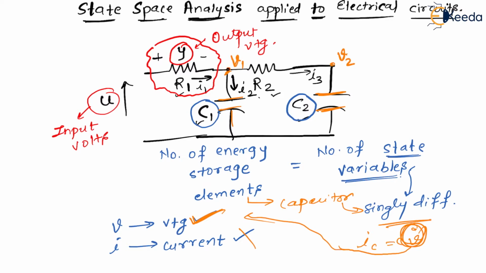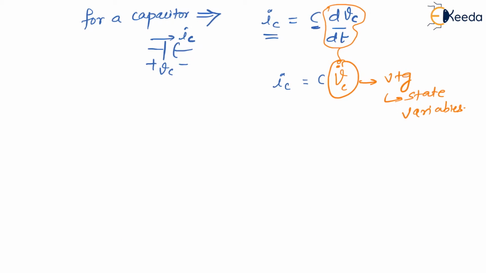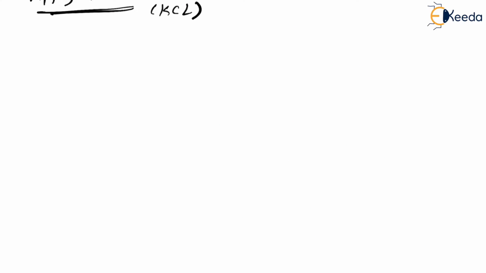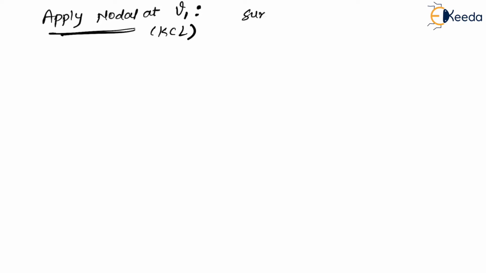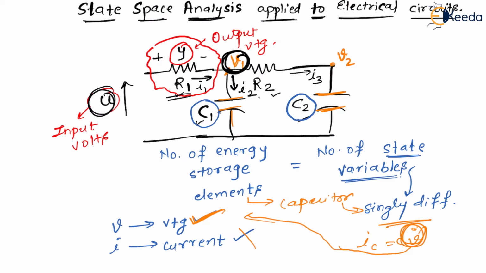See here, if I apply nodal over here, what do I get? Definitely V1 minus U divided by this resistance R1 will be this outgoing current, because while applying nodal, the sum of all outgoing currents is equal to 0, right? So if I think of this V1 and this is U, right?